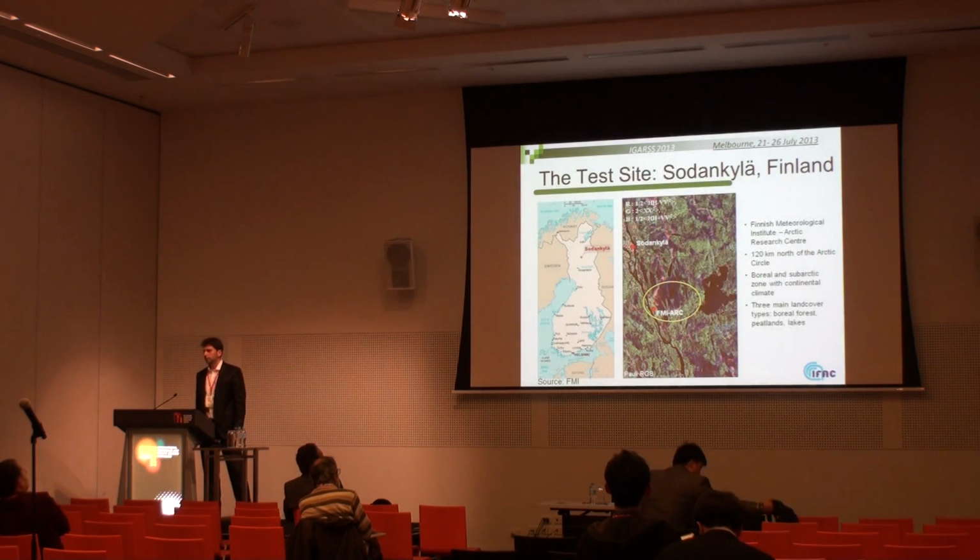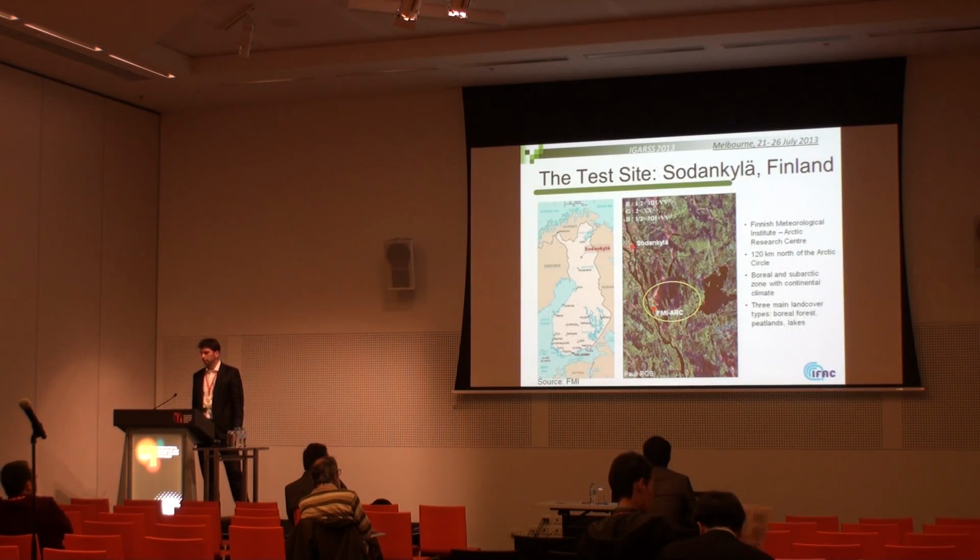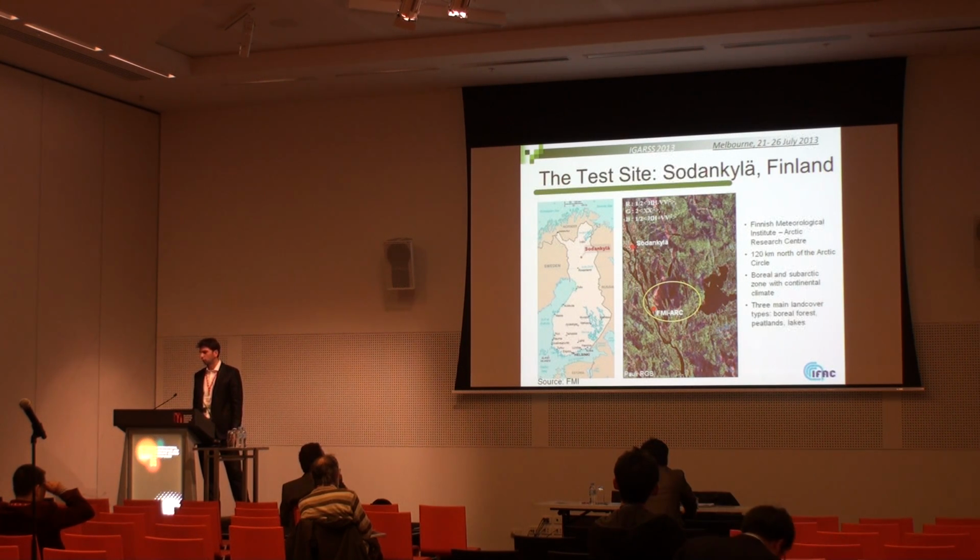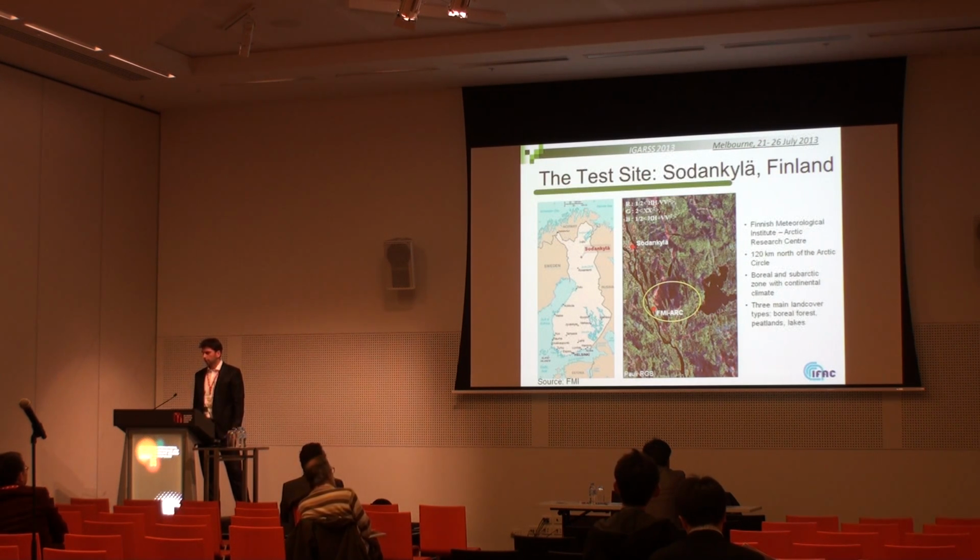So let's see now. The test site is located in Sodankylä, which is 120 kilometers north of the Arctic Circle, with the polar and subarctic climate, and which is close to the location of the Finnish Meteorological Institute Arctic Research Center. The three main land cover types are boreal forest, lakes, and peatlands. There are a lot of ground data here, in a continuous time series.